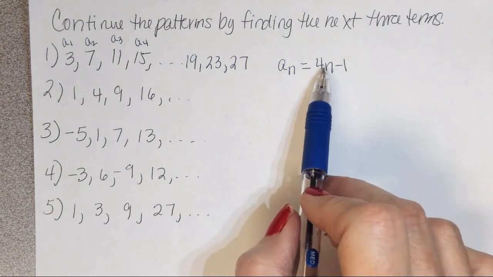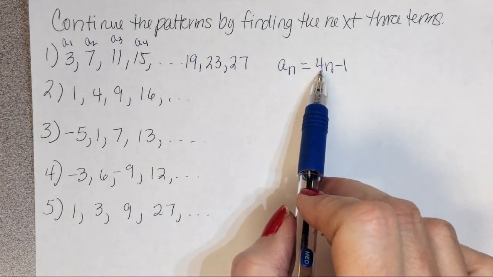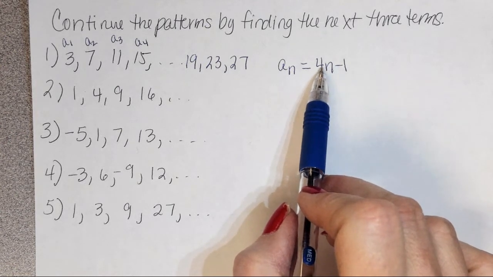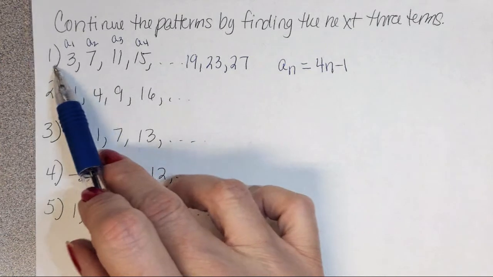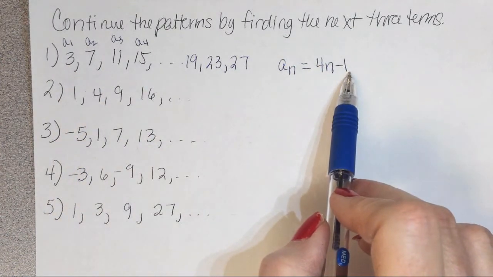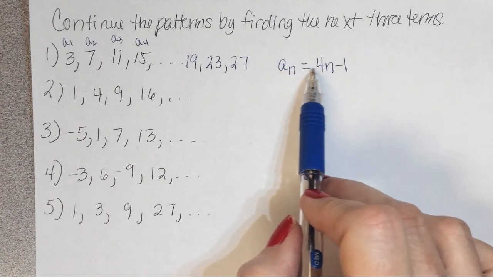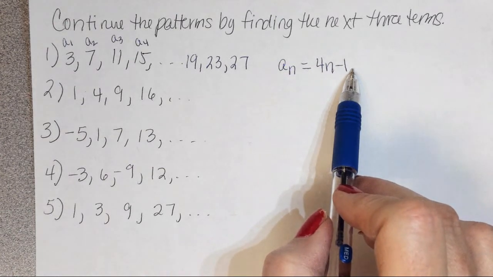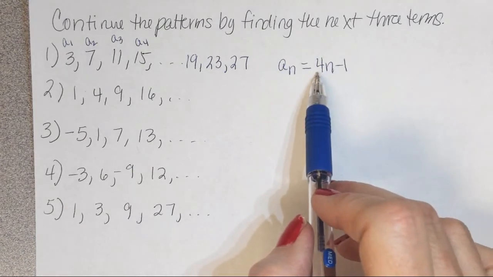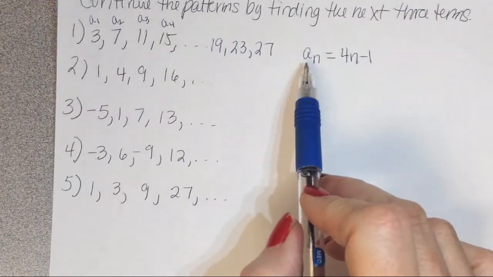Adding on 4. So whenever we have some value that we're adding on every time, that's always going to go in front of that n. Then we have to figure out, okay, if it's 4 times 1, what do I have to do to that to get 3? Well, we're going to have to subtract 1 from it. So that's going to be a sub n equals 4n minus 1. And this is called the rule or the formula. This is what we're going to be looking at today.